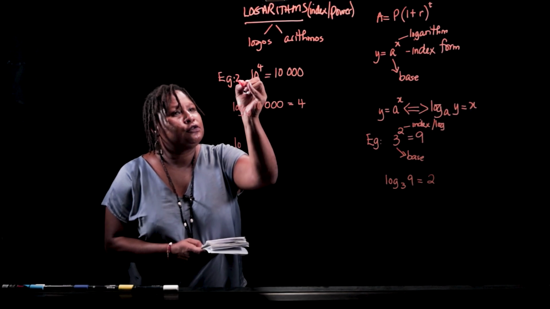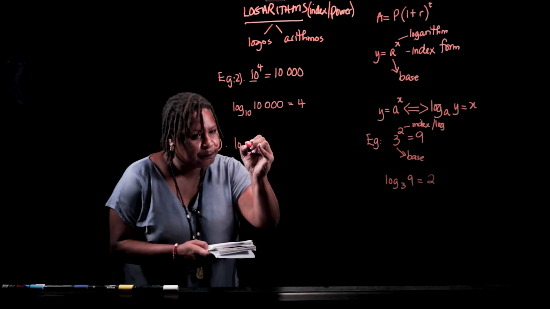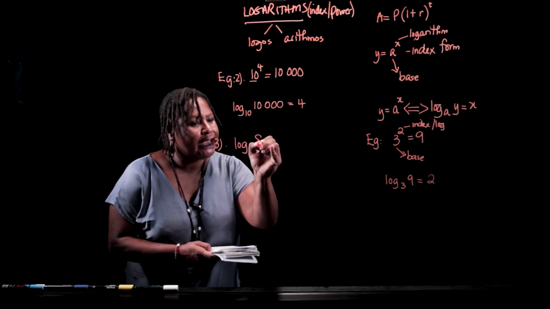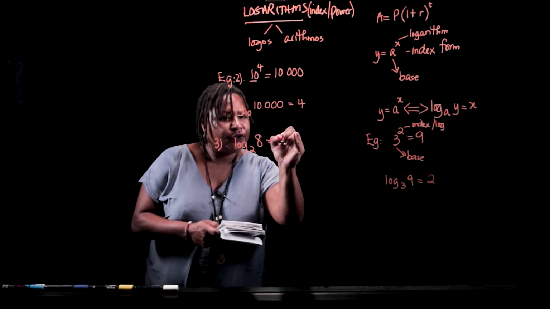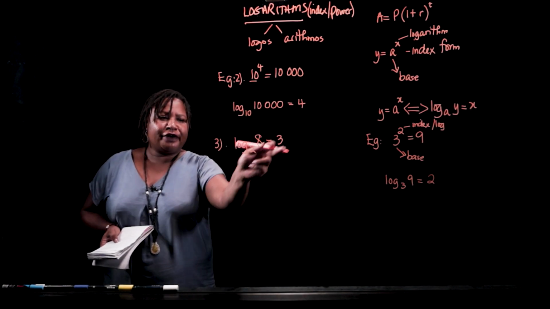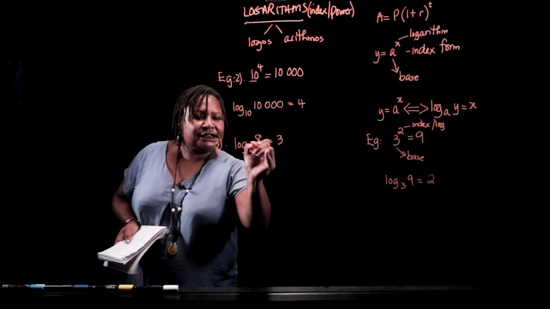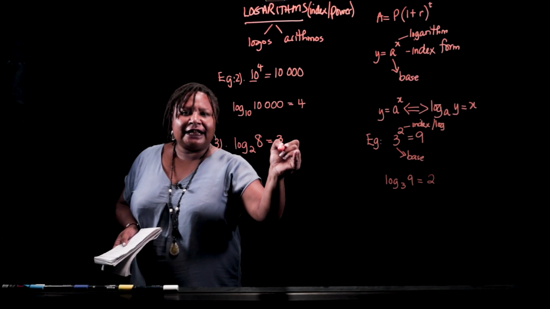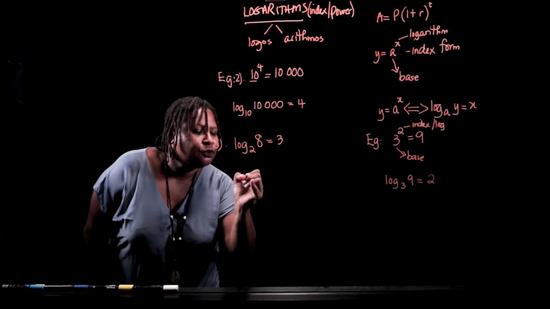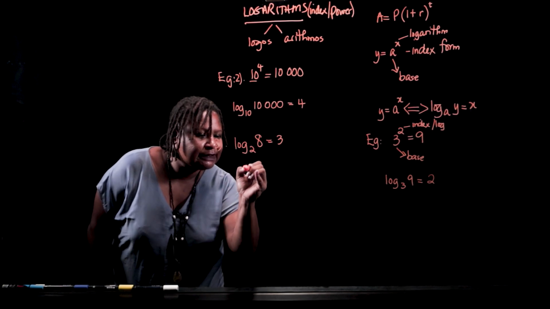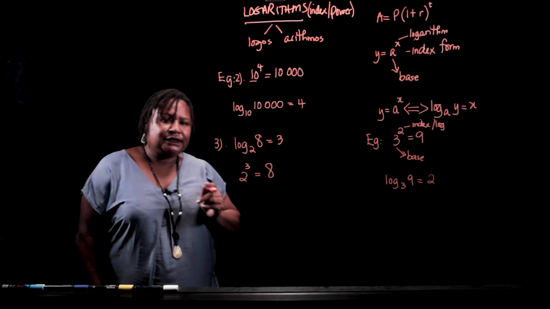This is example 2. Sorry, let's just be clear here. Log of 8 to base 2 is equal to 3. Rewrite this in index form. Again, this is your base, this is the index, and this is the given number. So you are going to rewrite this as 2 to the power of 3 is equal to 8.